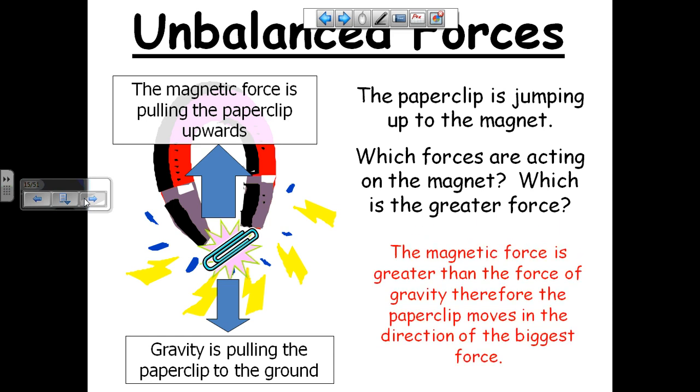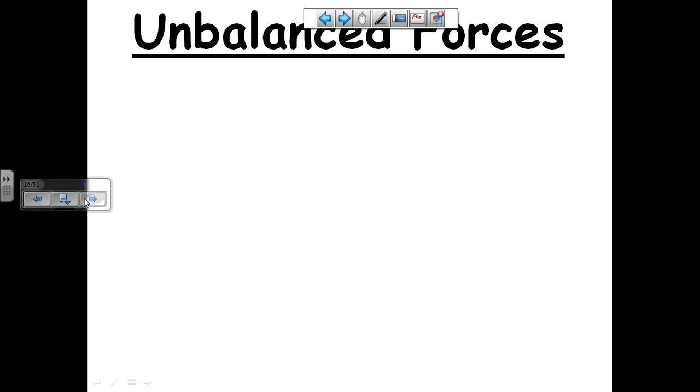The magnetic force is greater than the force of gravity, therefore the paper clips will move in the direction of the biggest force. So whenever unbalanced forces are acting on an object, that object will always move in the direction of the larger force. Let's take a look at some more examples.